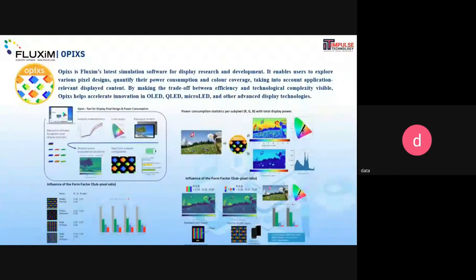And the third software is OPAL software, also from Fluxim, which is used for pixel arrays. You can find power consumption and a tool for pixel design for OLED, QLED, and micro LED, for advanced display technology, where you can find efficiency and other parameters like power consumption, form factors, and sub-pixel ratio. You can see here the pixel design and power consumption, and the RGB analysis also.